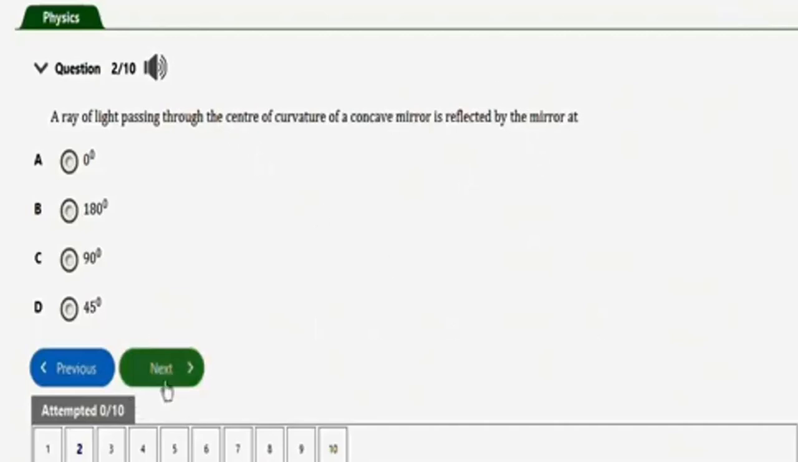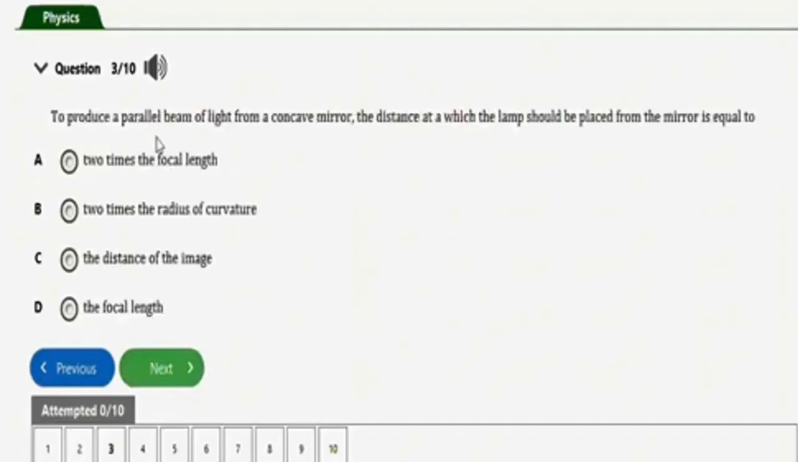The next repeated question will be this one. It says, to produce a parallel beam of light from a concave mirror. Now note that another term for concave mirror in light is converging mirror. Alright, so it says to produce a parallel beam of light from a concave mirror, the distance at which the lamp should be placed from the mirror is equal to, we have option A, 2 times the focal length, option B, 2 times the radius of curvature, option C, the distance of the image, option D, the focal length. So the correct option to this question will be option D, that's the focal length.